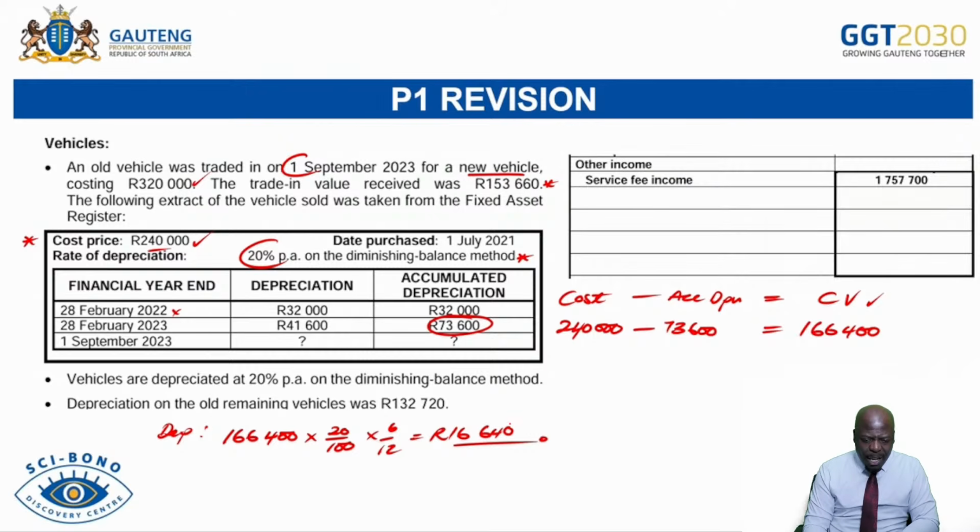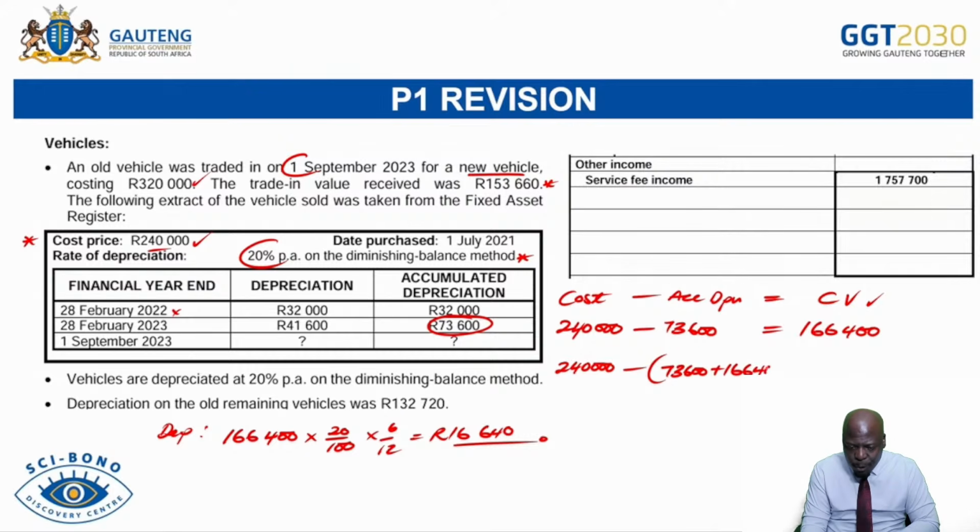It therefore means if I had that, I can simply come again and say my cost is still 240. Then I can say minus my accumulated depreciation, which was 73.6, but we have now added 16,640, which in total would give us 90,240. It would then give us our carrying value, which is 149,760. That becomes the carrying value on the date of disposal.